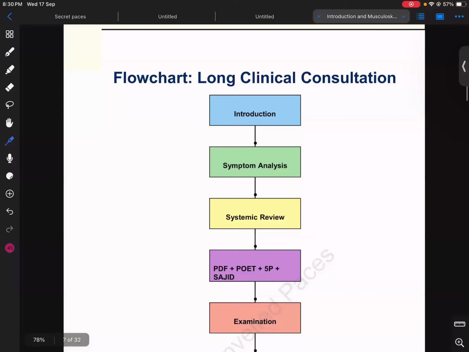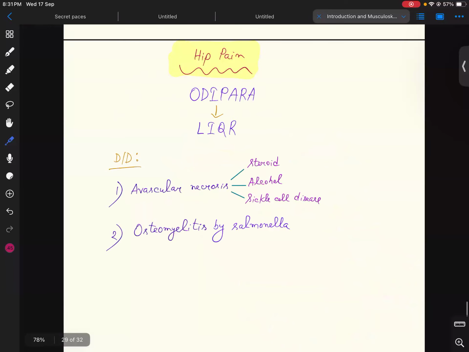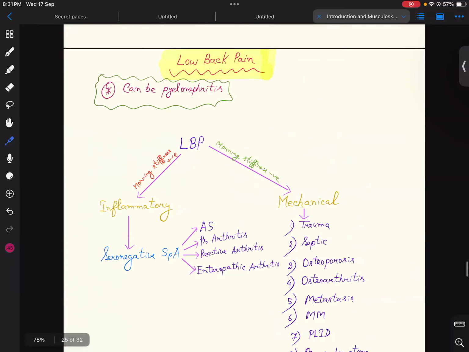So is the hand pain clear to everyone? If it is clear, then I can approach the next case, that is low back pain. Does anyone have any kind of question regarding the approach to hand pain?